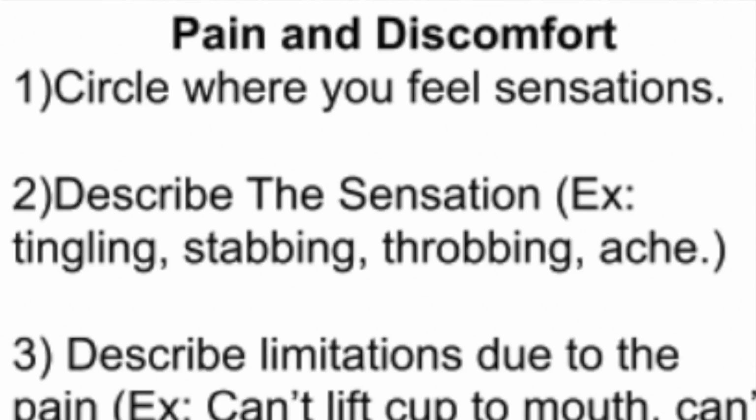Number 2 is where you go ahead and describe it. So if it is numbness or tingling, you can make sure to write that down. If it is pain, write down what type of pain it is. Is it stabbing? Is it an ache? Is it something that throbs? Is it just more of a dull pain?